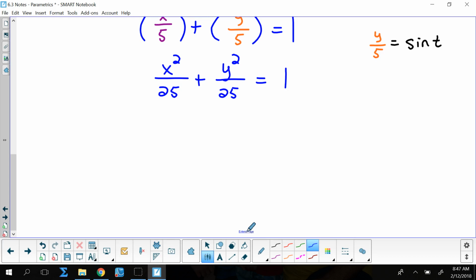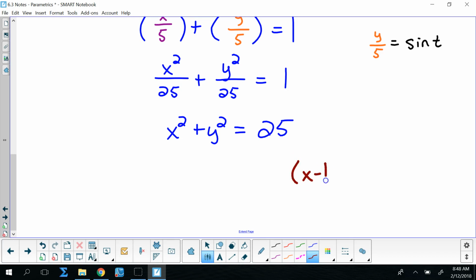I can multiply everything by 25 and I get x squared plus y squared equals 25, which fits my equation of a circle. In algebra, the equation of a circle is x minus h quantity squared plus y minus k quantity squared equals my radius squared. Okay? So this is x squared plus y squared equals 25, which on your calculator you already have a picture of, is a circle centered at the origin with a radius of 5.